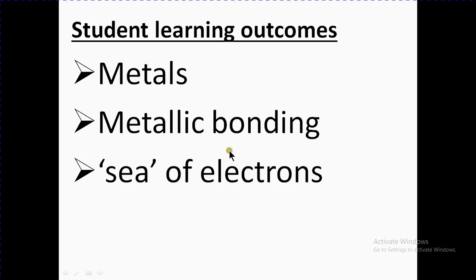Subject Chemistry, Grade 8, Chapter number 21, Metals and Structure, page number 268. Today's student learning outcomes are metals, metallic bonding, and sea of electrons. So let's start to discuss one by one all these terms.